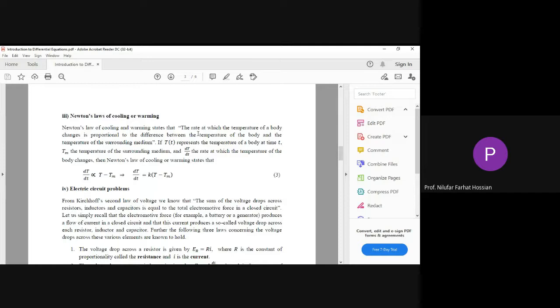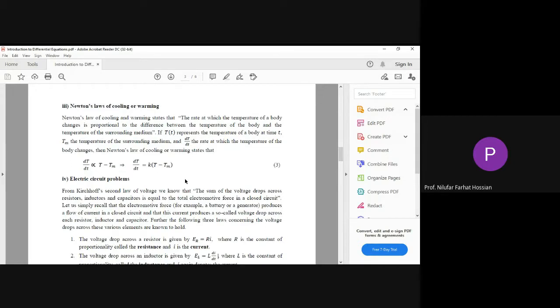So the rate at which the temperature of a body changes, that means dT by dt, d of capital T divided by d of small t, is the rate at which the temperature of the body changes. It is proportional to the difference of the temperature of the body and the surrounding medium. So dT by dt equal to k into (T minus Tm). So another differential equation, you see.